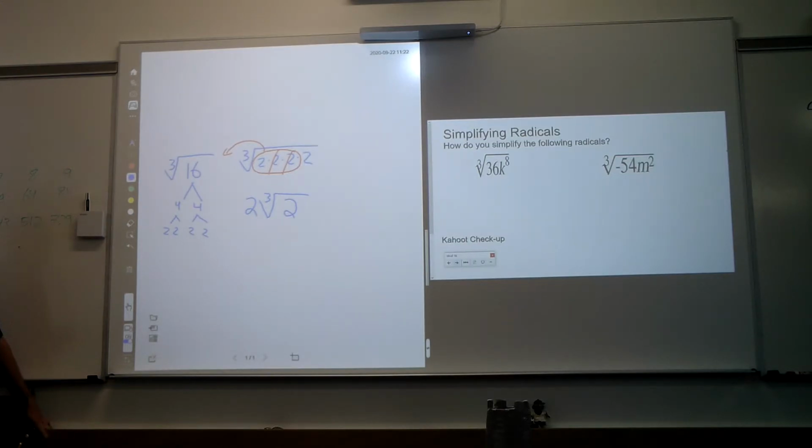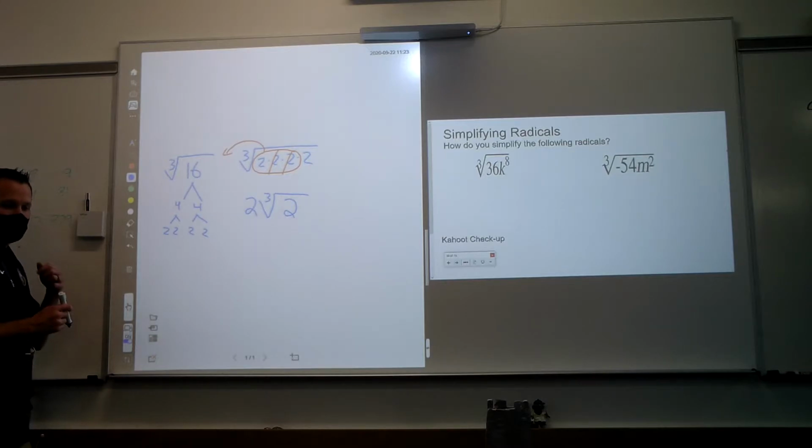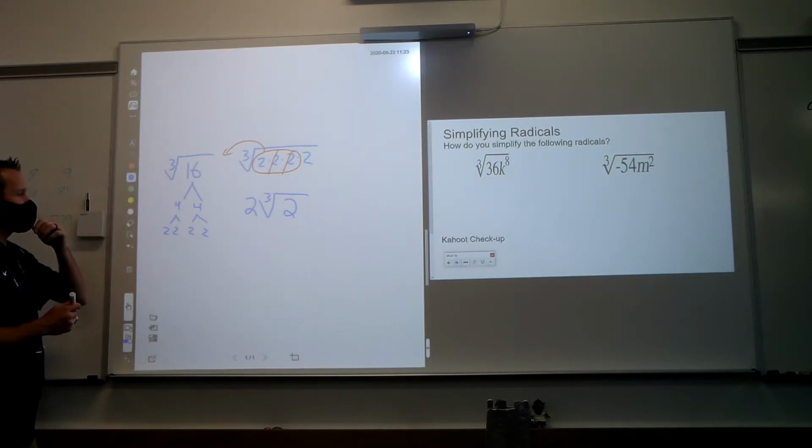Does that make sense, how to do a cube root? It's a higher level security prison. The guards are a little bit tougher and stronger, so you need a group of three, but only one still makes it. Ouch. Okay, now let's go over and look at some of the examples I have over here, okay?